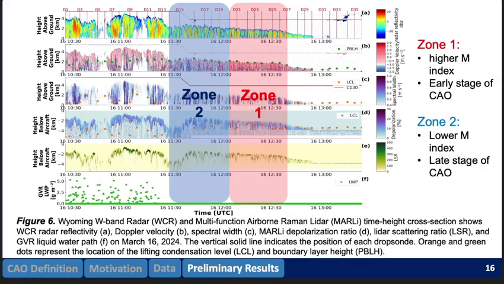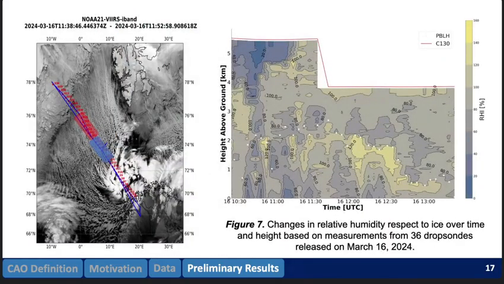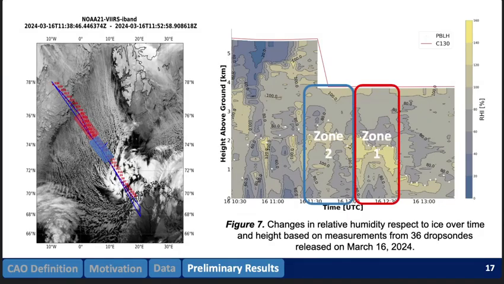So those are the two regions on the satellite figures here. On the right are similar figures of the air temperature and the relative humidity with respect to ice over time and height, based on the measurements from dropsondes. For zone 1 and zone 2, you can see right below the boundary layer height, the clouds are more ice saturated in zone 1 compared to zone 2.